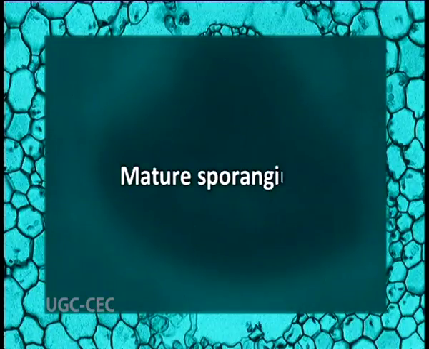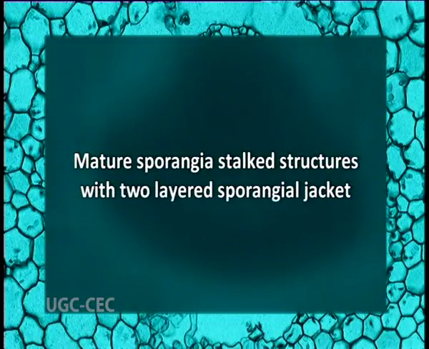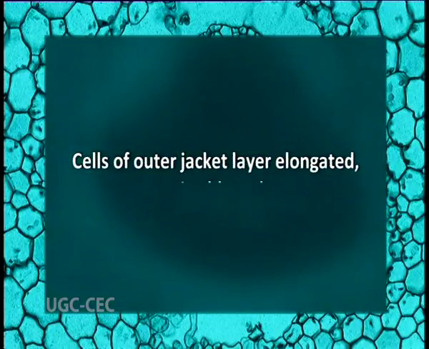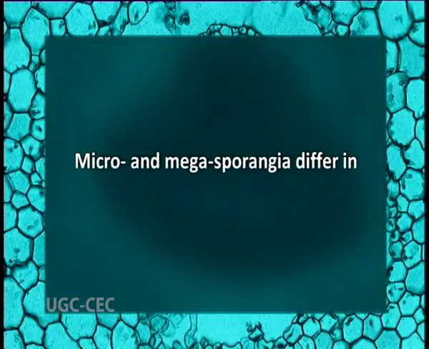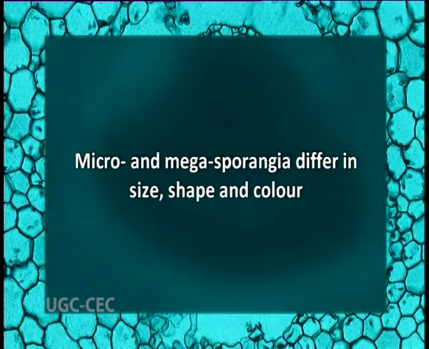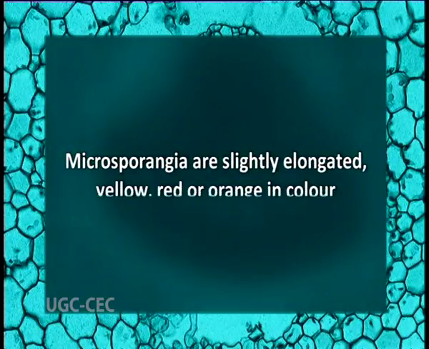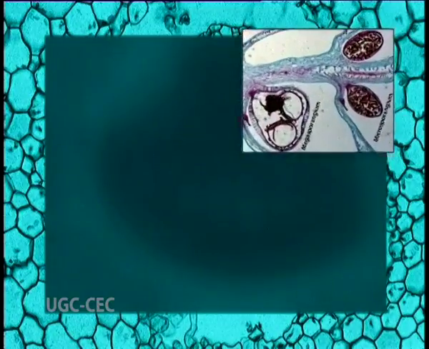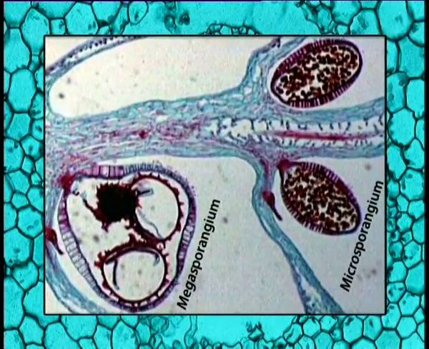Now, mature sporangium. Mature sporangia are stalked structures with two-layered sporangial jacket. The cells of the outer jacket layer are elongated and contain chloroplast. The micro and the megasporangia differ in size, shape, and color. The microsporangia are slightly elongated, yellow, red, or orange in color. The megasporangia are larger and paler and assume the shape dictated by the enlarging megaspores within.